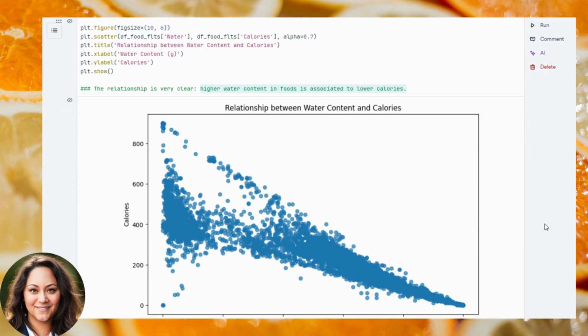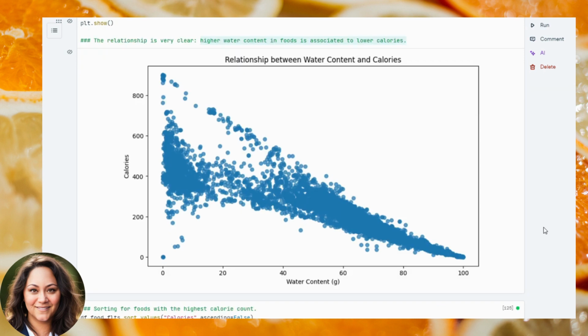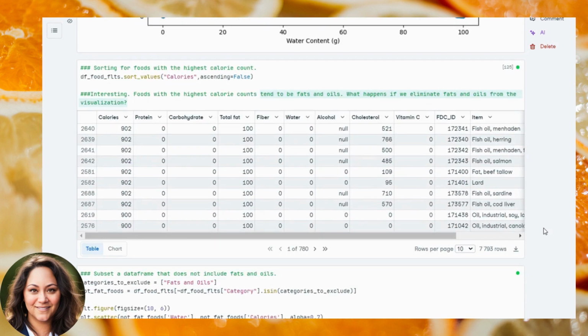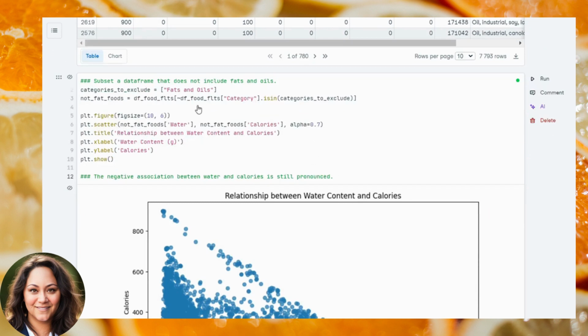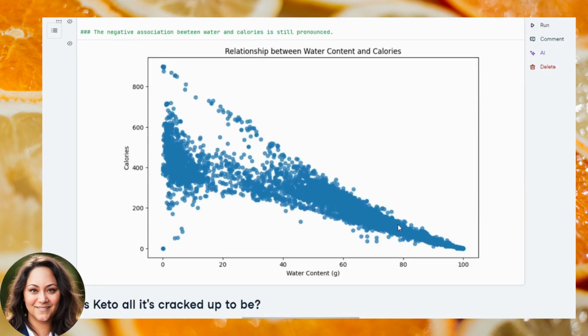Here, I plotted the correlation between water content and calories. Clearly, higher water content in foods is associated with lower calories. But then I sorted for foods with the highest calorie count, and I noted that they tended to be fats and oils. Water and oil don't mix, right? I wondered what would happen if I eliminated fats and oils from the visualization. In this next visualization, I eliminated fats and oils, and the trend remained the same.